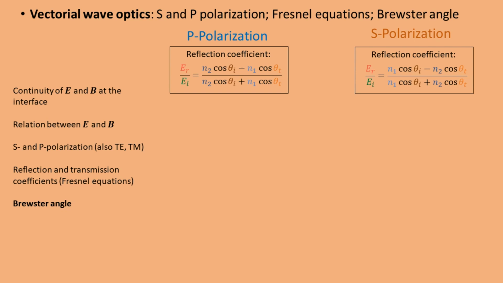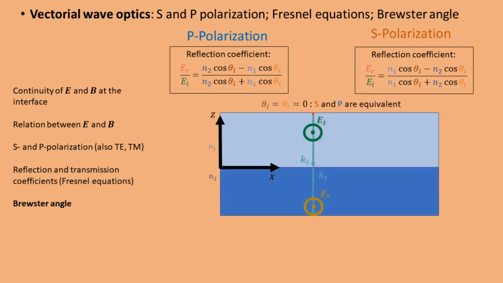Consider the reflection coefficients for P and S-polarized light. In the case of normal incidence, there is no meaningful difference between P and S polarization. The fields will always be polarized along the interface. So you might expect that for the case of theta I equal to 0, the reflection coefficients for P and S polarization should also be the same. However, it turns out that when you write the reflection coefficient for P polarization and compare it to the one for S polarization, they have opposite signs.